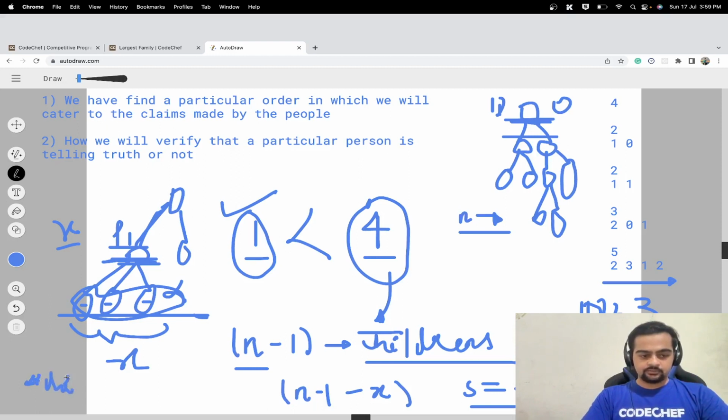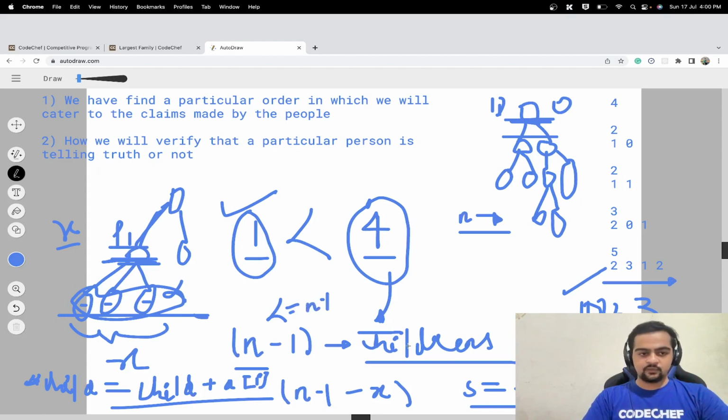So what we can consequently do is keep a count of children included. Whenever we come to a particular person and we consider that person's claim to be truth, we will increase our child included by the number of children of that particular person. So child included equals child included plus a of i, and we can go up till this is less than or equal to n minus 1. That is the maximum number of children that we have over here.